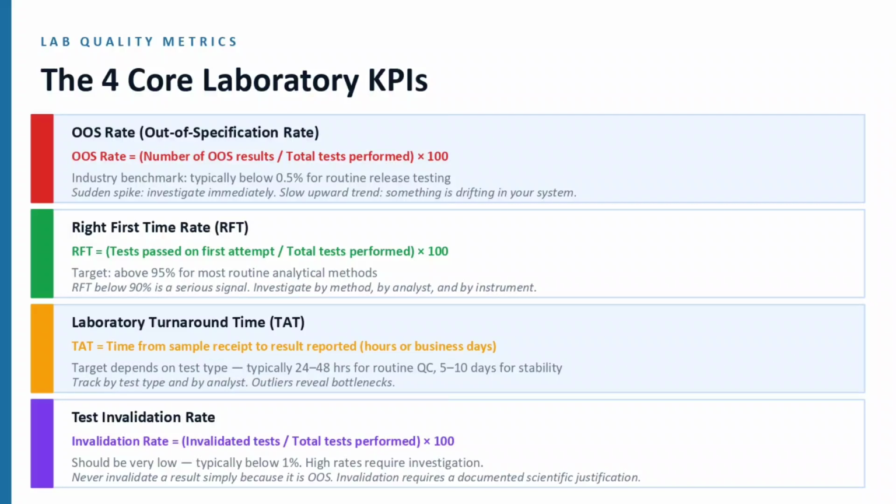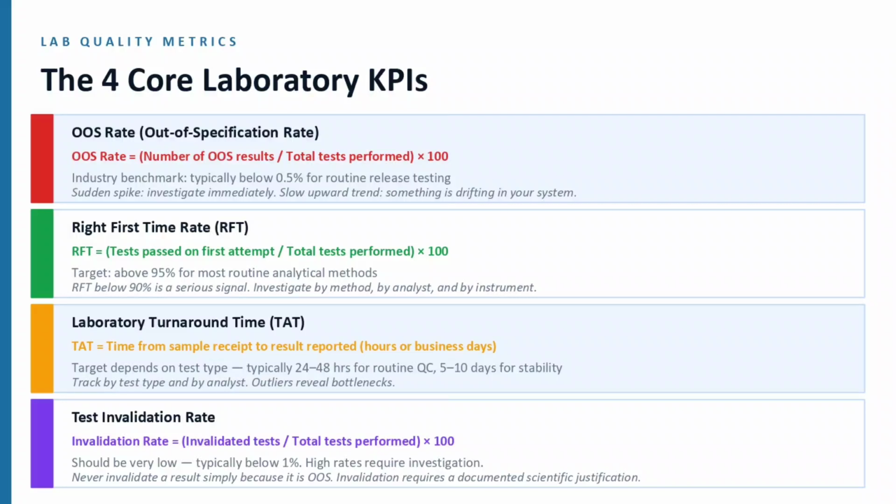The second is right first time rate, or RFT. This measures how often a test passes on the very first attempt, without any repeat or retest or invalidation. The formula is tests passed on first attempt divided by total tests, multiplied by 100. Target is typically above 95%.